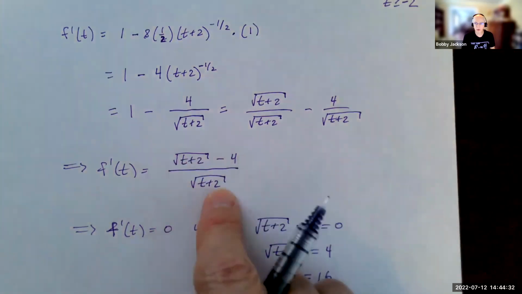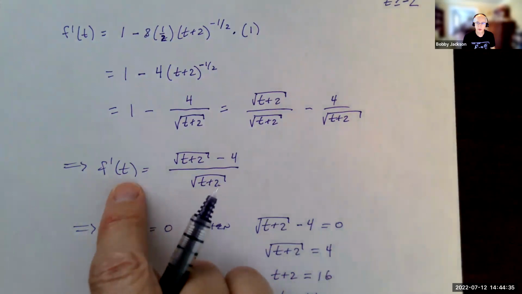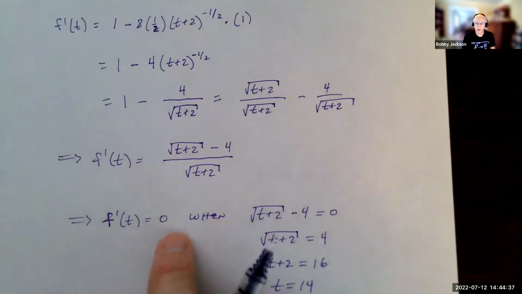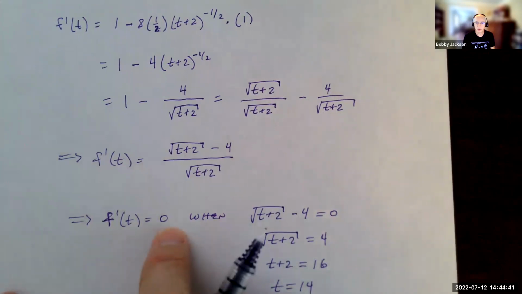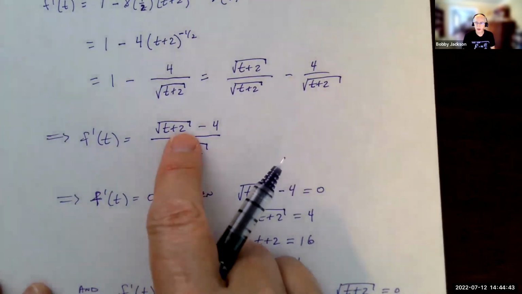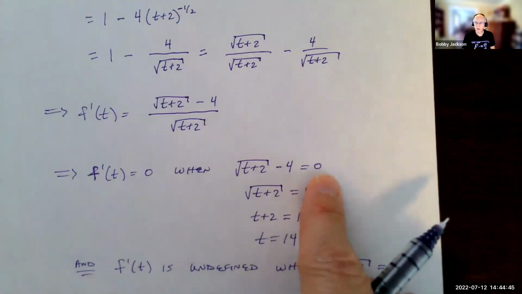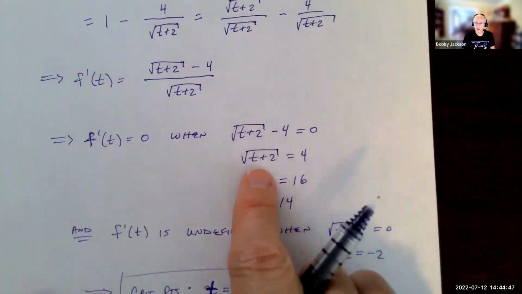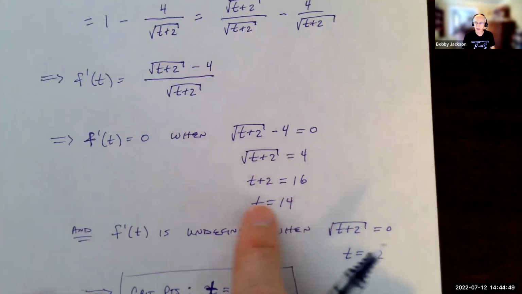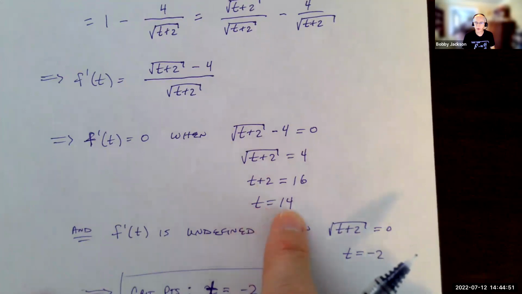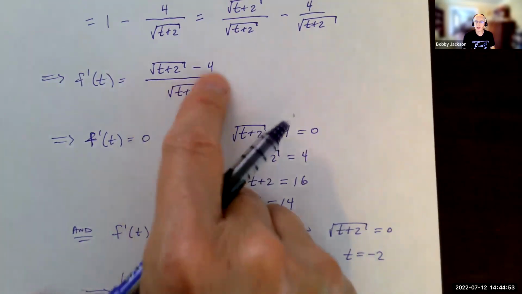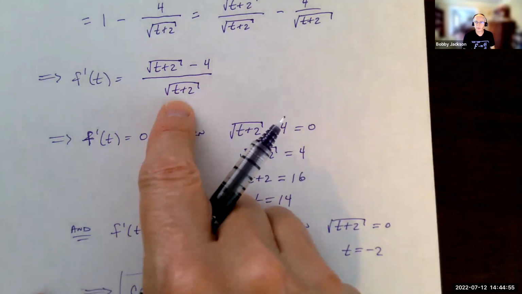Why did I put it in this form? Because I can quickly tell that the derivative is going to be 0 when the numerator is 0, and of course, when the denominator is not 0. But let's see, when is the numerator 0? When this stuff up here is 0. So add 4 to both sides, square both sides, subtract 2, and we see t must be 14. If t is 14, then the derivative is 0.